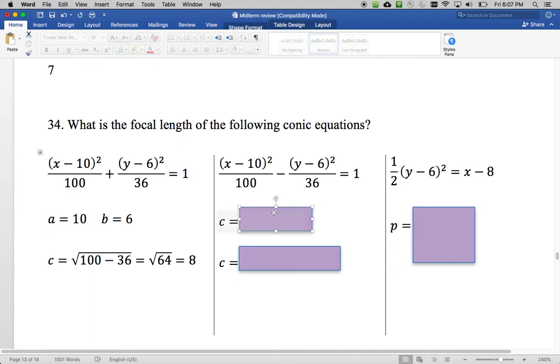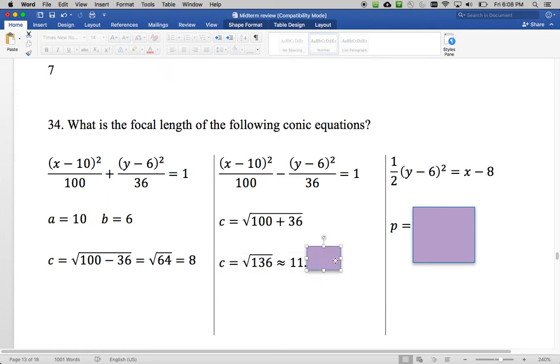And then for the hyperbola, we notice that we have the same denominator, so same a, same b. Your formula is going to be the square root of a squared plus b squared. That's really important to keep straight. The ellipse, you're subtracting. The hyperbola, you're adding. When you add that all together, you get the square root of 136. If you don't have the square root of 136 as one of your answer choices, go ahead and convert it to decimal form, calculate it, you get 11.66.